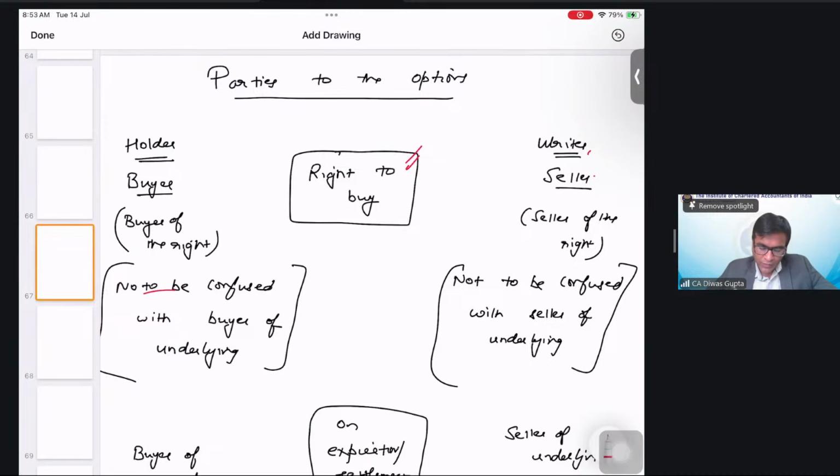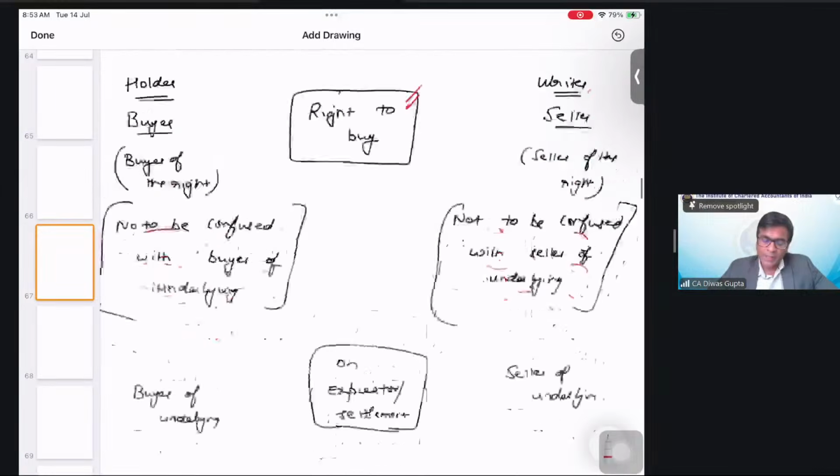This is not to be confused with the buyer of the underlying, and we also need not confuse it with the seller of the underlying, students. The underlying will be bought and sold separately in the cash market. The options are bought and sold separately in the futures and options market, which is the FNO segment.